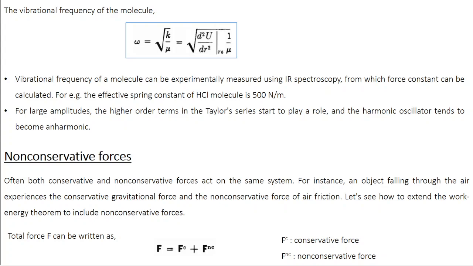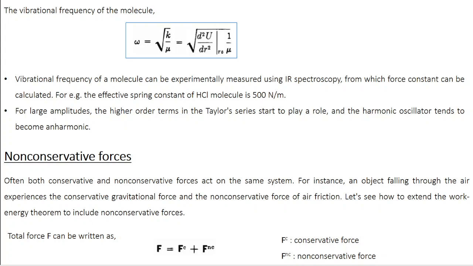Okay. So once you get the vibrational frequency, you can calculate the force constant from this equation. For example, if you have a molecule like HCl, you know the mass of the hydrogen and chlorine atoms. From that you can calculate the reduced mass mu, and experimentally you have measured the vibrational frequency omega. So from these two you can back calculate the force constant. For example, for the HCl molecule, the force constant is around 500 Newton per meter. So this is one of the important applications of the harmonic oscillator model.